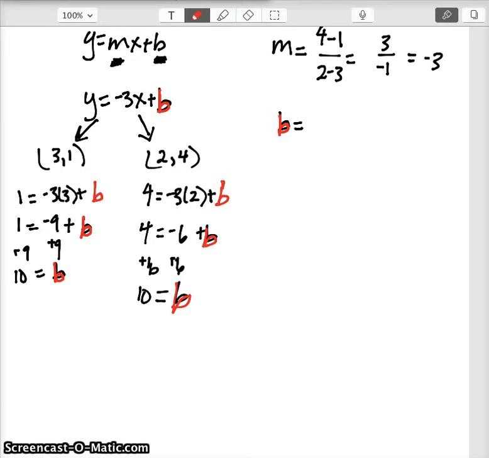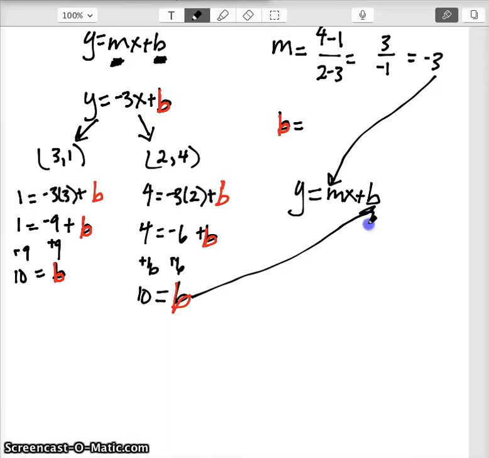Of course, we're not done. What we need to do is find the equation, and our equation is y = mx + b. Now that we have the slope, we're going to plug it in right here. Boom. When we have the y-intercept, either one will do, which is the same value. We get that there. So my answer is y = -3x + 10. And that's my final answer.